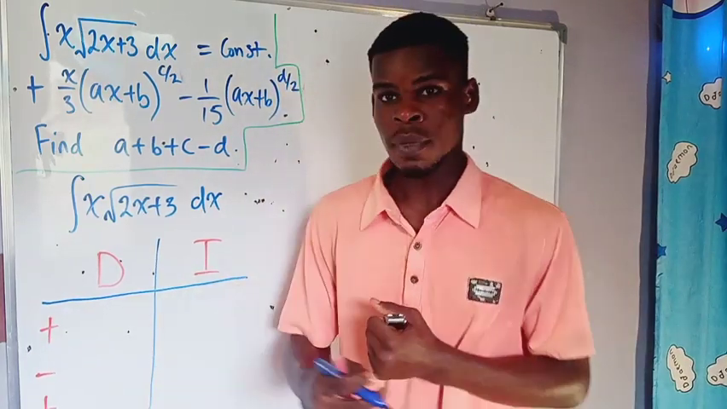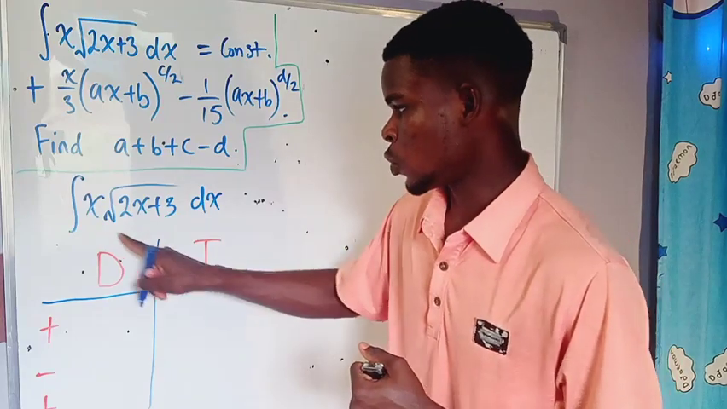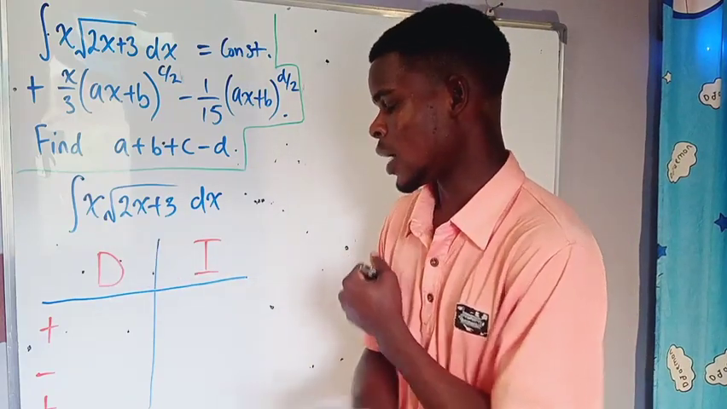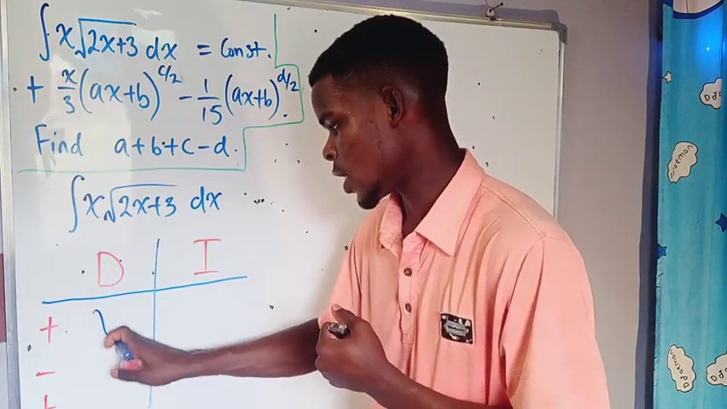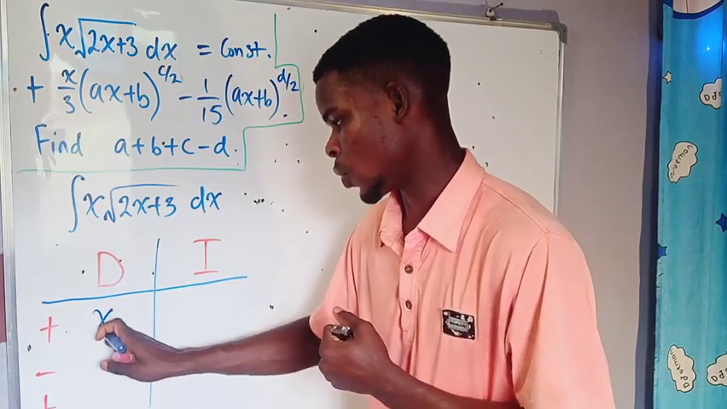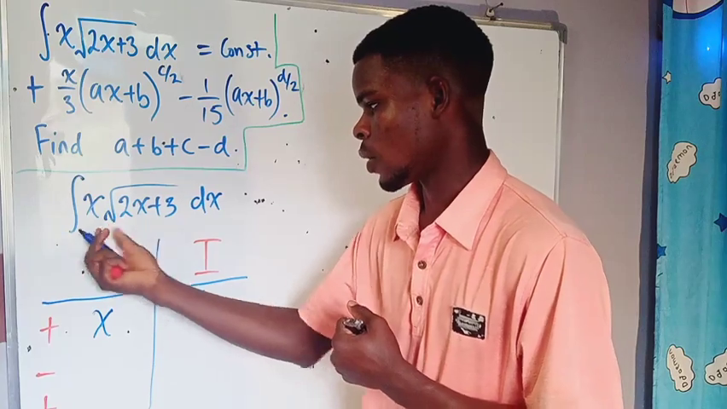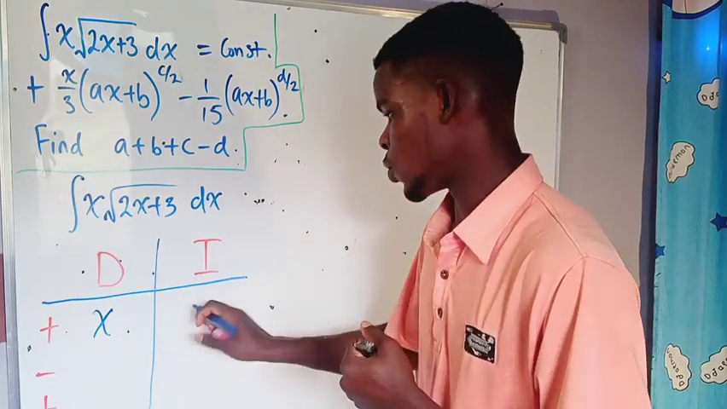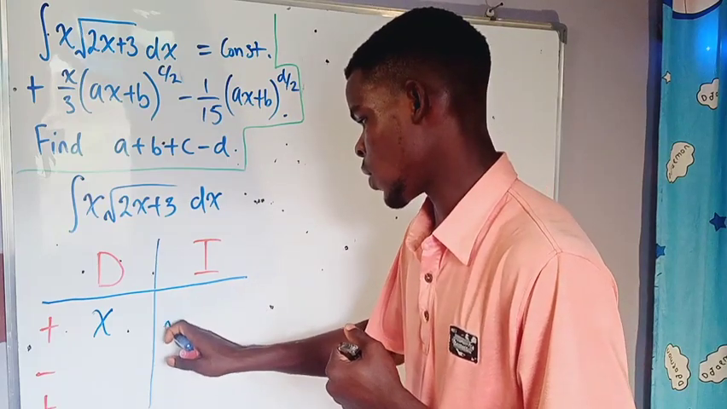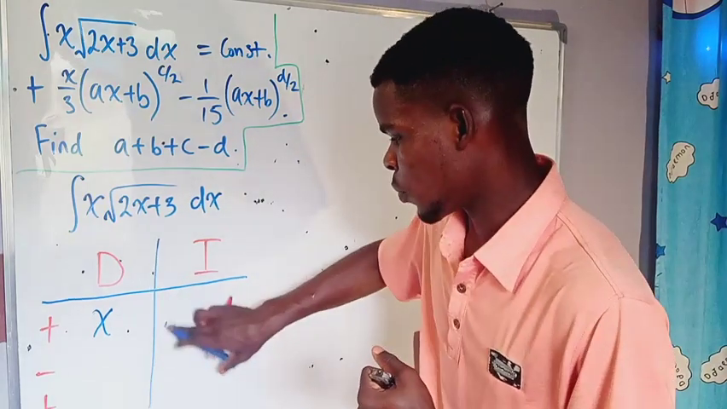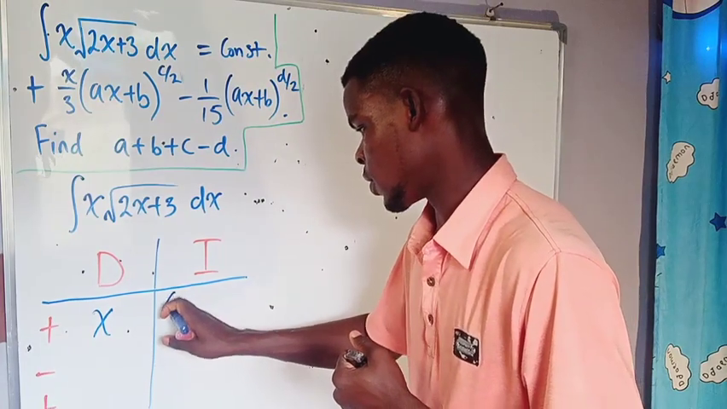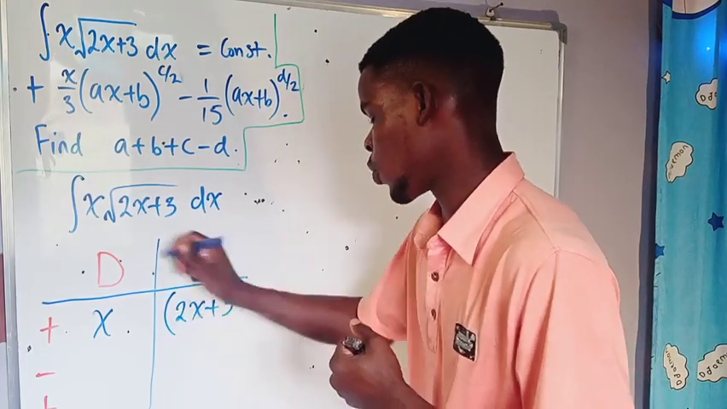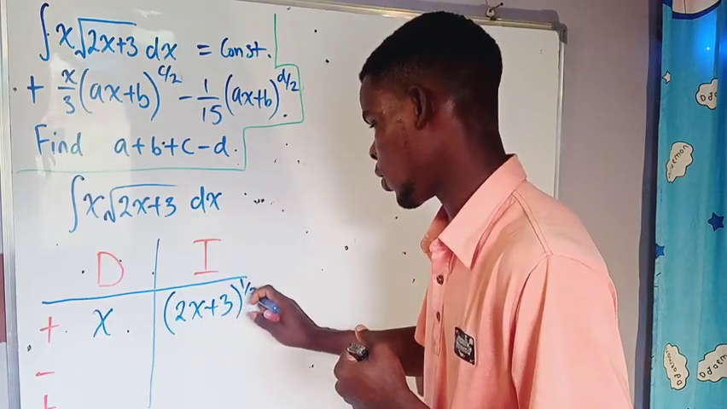Now, this is how we are going to work on it. We will choose which of these functions we should differentiate and which we should integrate. I'll choose to differentiate x, even if it's a lot more difficult to integrate the other one compared to integrating x. And then we choose to integrate the square root of this. In fact, let me put it down in its index form, that is 2x plus 3, and then I'm going to put the square root as the power 1 over 2.